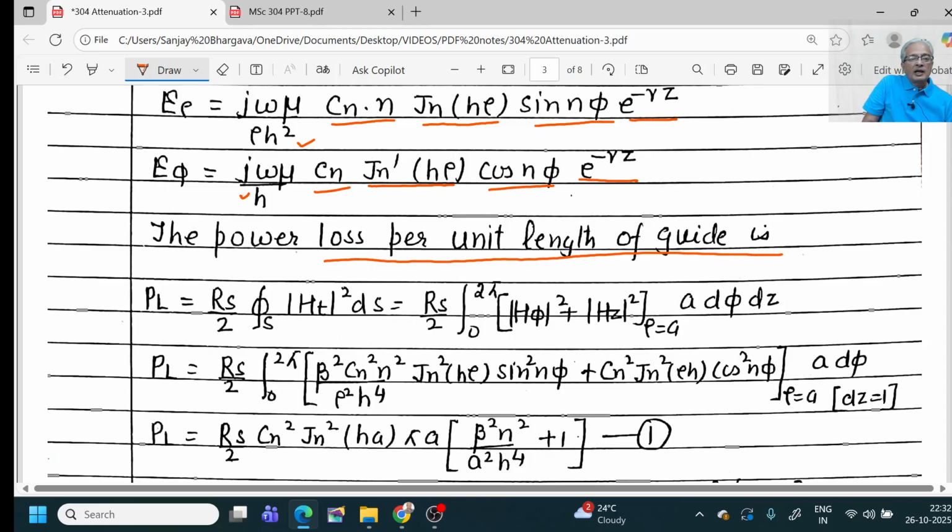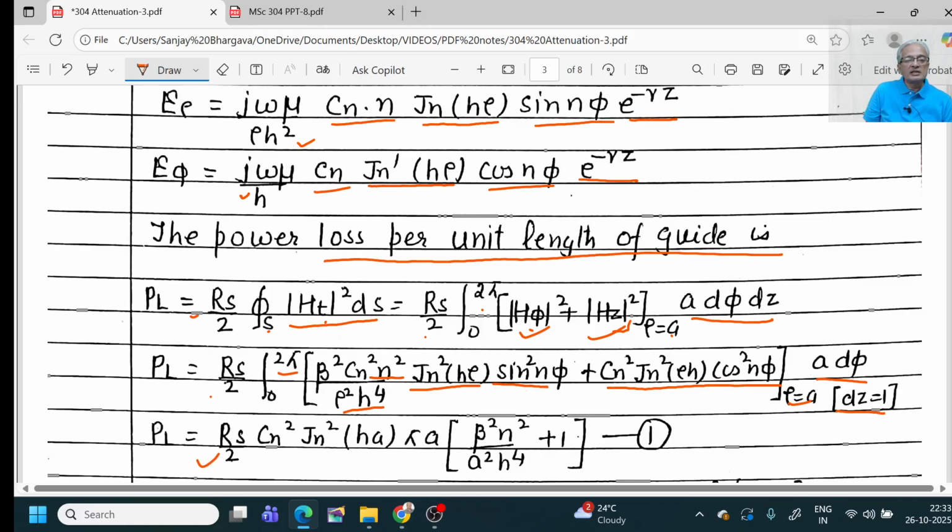be given by Rs/2 integration over the entire surface of |Ht|², once again the tangential component. Rs upon 2 would be equal to integration 0 to 2π of |Hφ + Hz|² at ρ equal to a, dφ dz. Now just substitute the values of Hφ and Hz. So Rs/2 integration 0 to 2π of β² Cn² n²/(ρ²h⁴) Jn²(hρ) sin² nφ + Cn² Jn²(ρh) cos² nφ a dφ at ρ equal to a. Here dz is 1. Now just simplify.